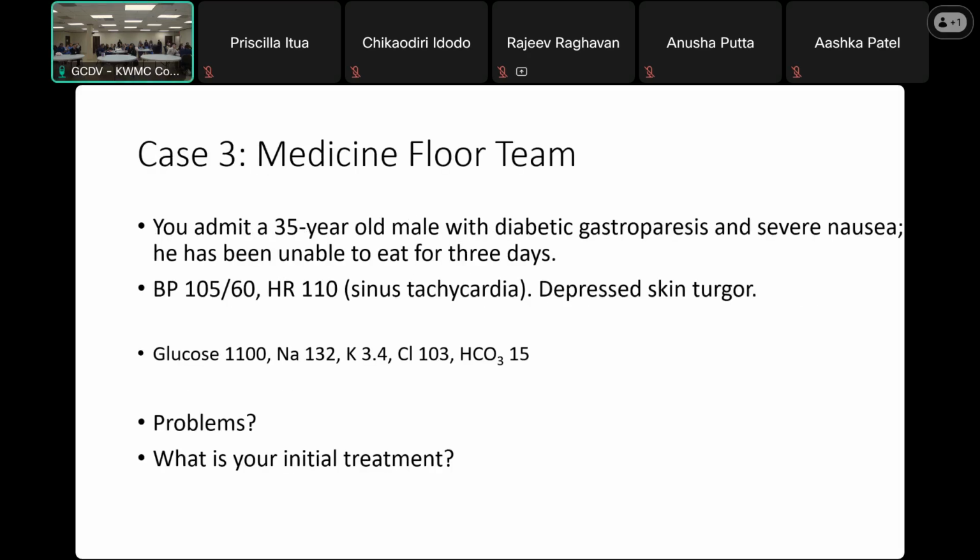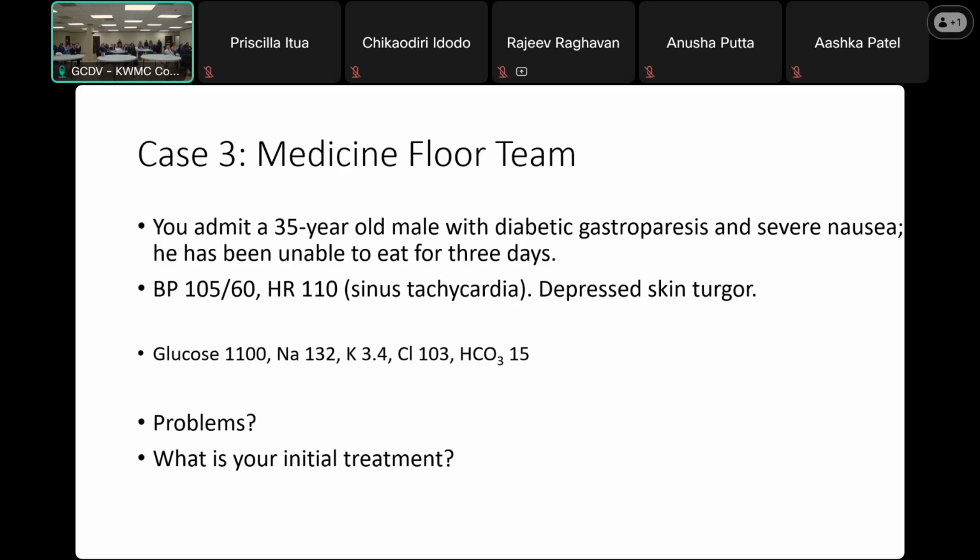The medicine floor team. So you admit a 35-year-old male with diabetic gastroparesis and severe nausea. He's been unable to eat for 3 days. Blood pressure is 105/60. Heart rate is 110. Has depressed skin turgor. Glucose 1100. Sodium 132. You can see it looks like a metabolic acidosis. So what do you guys think?